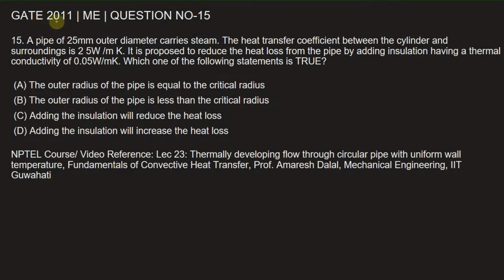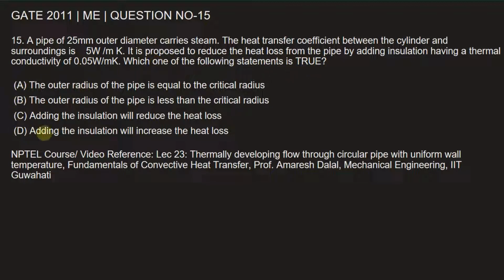This question is from GATE Mechanical Engineering of 2011. This is question number 15. The question is, a pipe of 25 mm outer diameter carries steam. The heat transfer coefficient between the cylinder and surrounding is 5 watt per meter Kelvin. It is proposed to reduce the heat loss from the pipe by adding insulation having a thermal conductivity of 0.05 watt per meter Kelvin. Which one of the following statements is true?